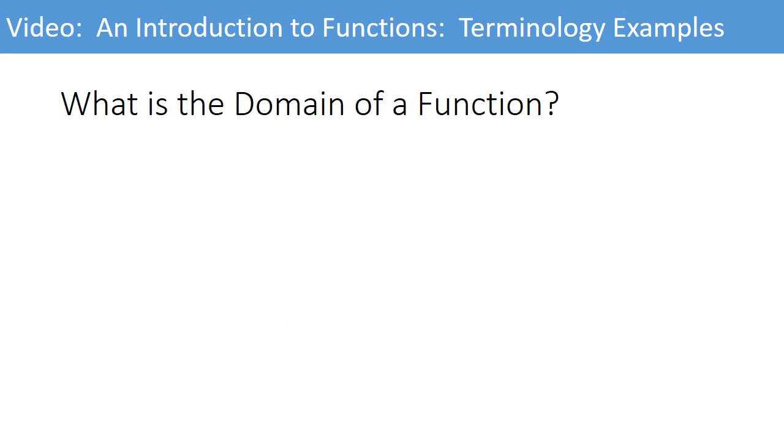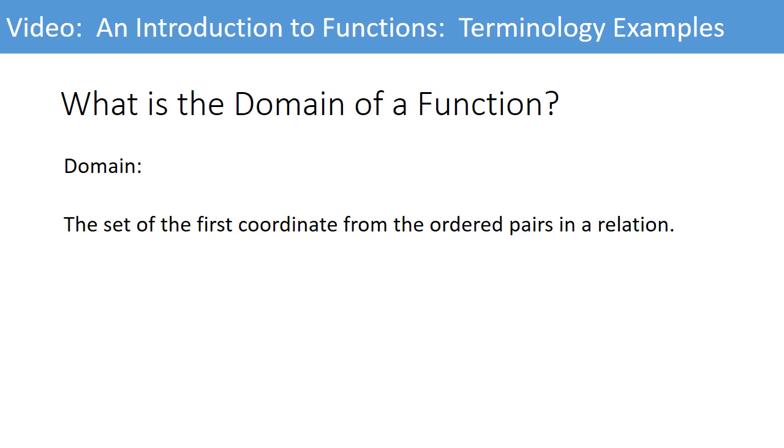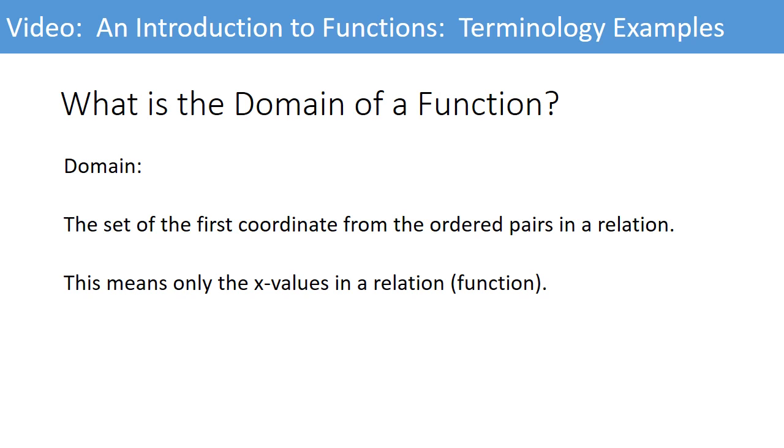What is the domain of a function? The domain is the set of the first coordinate from each of the ordered pairs in a relation. This means only the x values in a relation or function.